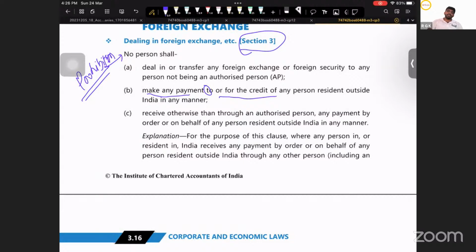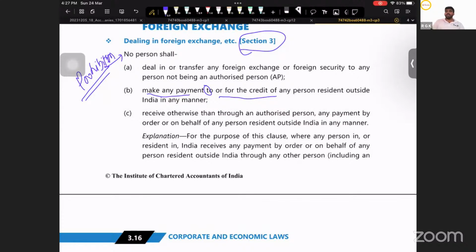Third, no person shall receive otherwise than through an authorized person any payment by order or on behalf of any person resident outside India in any manner. Order means by directions of any person resident outside India. You cannot receive any payment, you can receive it only through an authorized person. ಅಂದ್ರೆ ಇಂಡಿಯಾದ ಹೊರಗಿನವರು ನಿಮಗೆ ದುಡ್ಡು ಕಳಿಸಬೇಕು ಅಂತಾದ್ರೆ ದೇ ಶುಡ್ ಬಿ ಸೆಂಡಿಂಗ್ ಇಟ್ ಓನ್ಲಿ ಥ್ರೂ authorized ಪರ್ಸನ್. ಬ್ಯಾಂಕಿಂಗ್ ಚಾನೆಲ್ ಮುಖಾಂತರವೋ ಮನಿ ಎಕ್ಸ್ಚೇಂಜ್ ಮುಖಾಂತರವೋ ಕಳಿಸಬೇಕು, ಬೇರೆ ಯಾವುದೇ ರೀತಿಯಲ್ಲಿ ಕಳಿಸ್ಲಿಕ್ಕಿಲ್ಲ. You cannot receive it. Prohibition is on you.